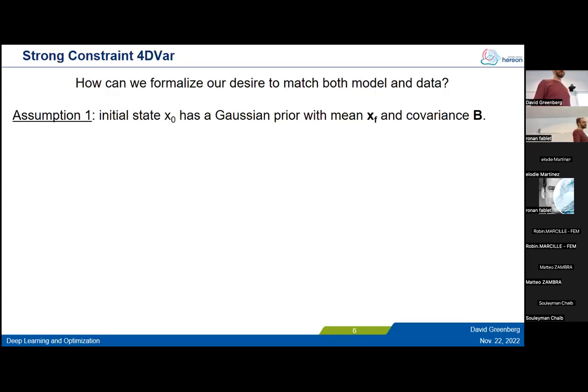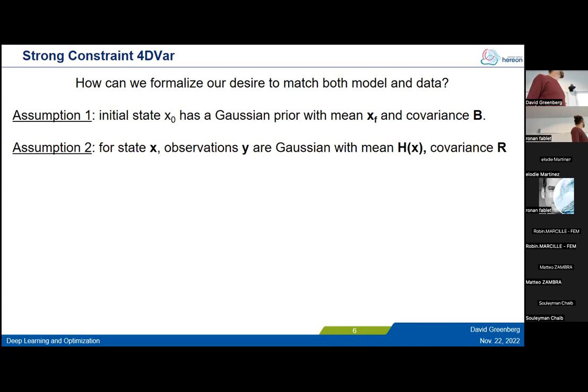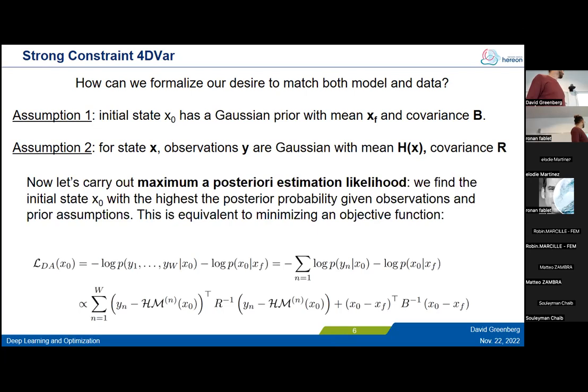So to formalize this in a mathematical sense, for example, this is the framework we adopted, but it's by no means the only one. We have an initial state with a Gaussian prior. It has a mean XF and a covariance B. For a given state, we assume that the observations Y, given the state X, are Gaussian with some known but possibly nonlinear function h of x and Gaussian covariance R.